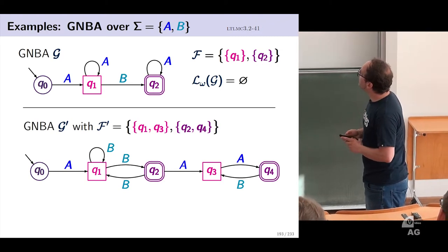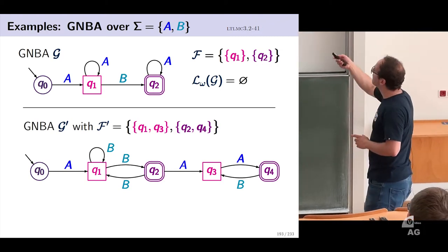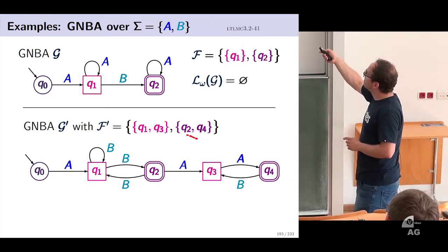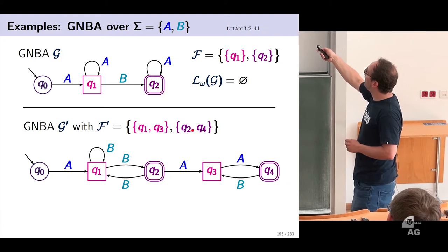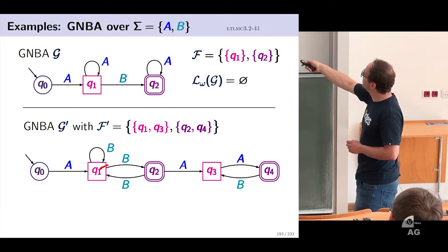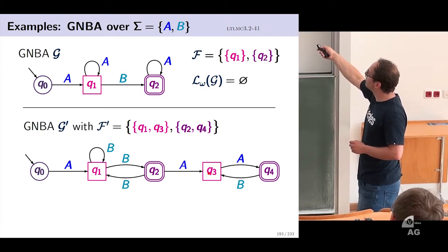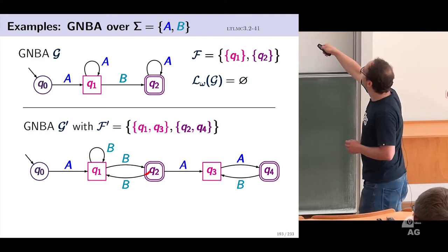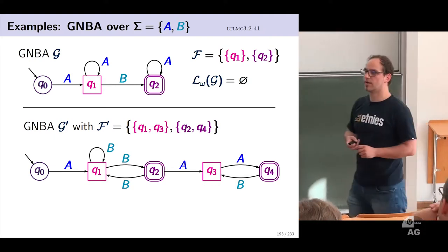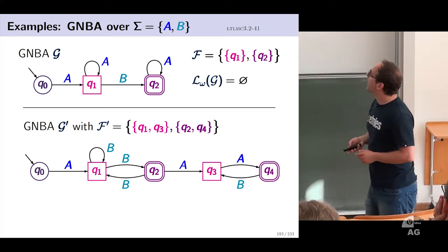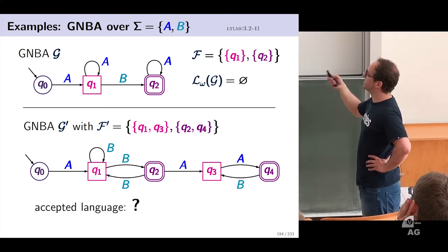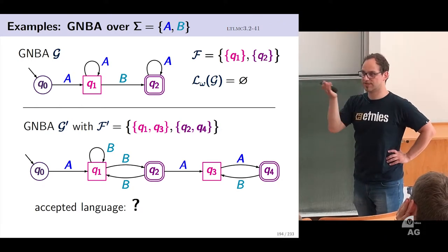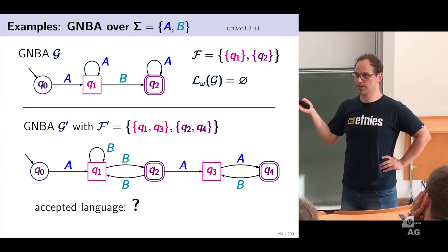Let's look at a different GNBA with two sets of accepting states, namely Q1 and Q3, so the boxes are forming one set of accepting states, and Q2 and Q4 are forming another set of accepting states. And as you can probably see, what would you say is the accepted language by this automaton, for example, described as an omega regular expression?